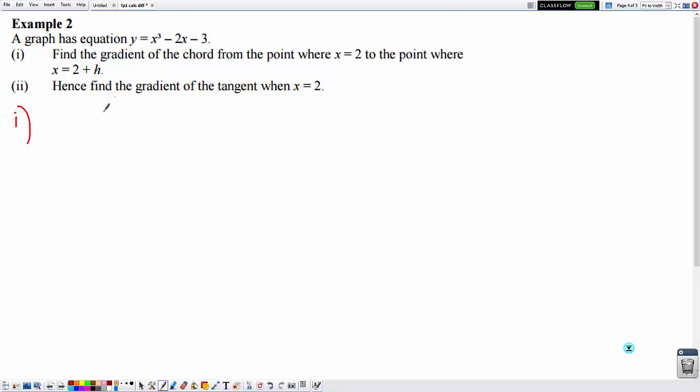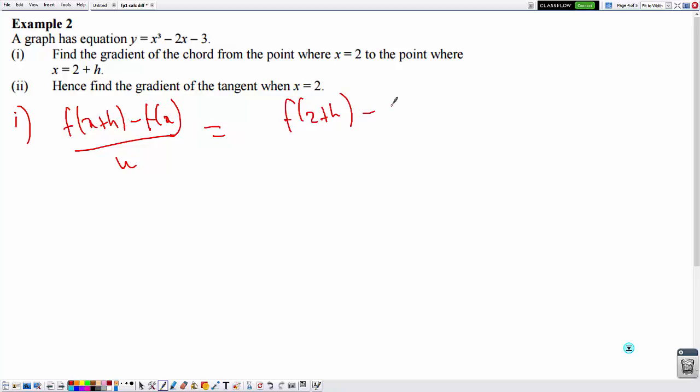All right, so all we need to do, so remember, f of x plus h. The gradient of the chord is f of x plus h minus f of x over h. So in this particular example, it's 2 plus h here and 2 here. So we're doing f of 2 plus h minus, because my point, f of 2 over h. We need to work out what these things are.